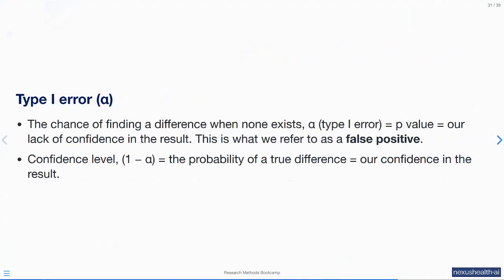The type 1 error. Again, the chance of finding a difference when none exists. A type 1 error is the p-value, our lack of confidence in the result. And this is what we refer to as a false positive. Again, remember my analogy with the boy who cried wolf. He cried wolf when there was no wolf. So that's a type 1 error. It was a false positive. The confidence level, 1 minus alpha, is the probability of a true difference. That is our confidence in our results.